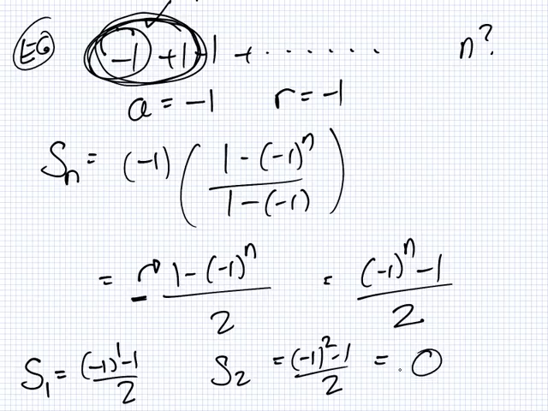Why do we need to get 0? Because the sum of the first two terms makes 0. So we're checking that it works. Okay, continue now.